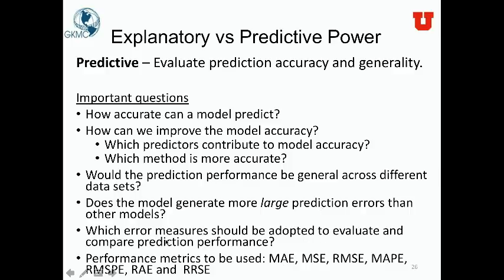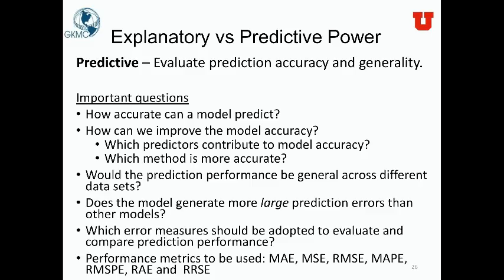And so that's why for prediction accuracy, you tend to see more metrics such as mean absolute error, mean square error, root mean square error, mean absolute percentage error, root mean square percentage error, relative absolute error, and relative root square error, etc. Except for MSE, which is now incorporated within here, these are the prediction accuracy metrics that we will practice in your tutorials and in your assignment 4.